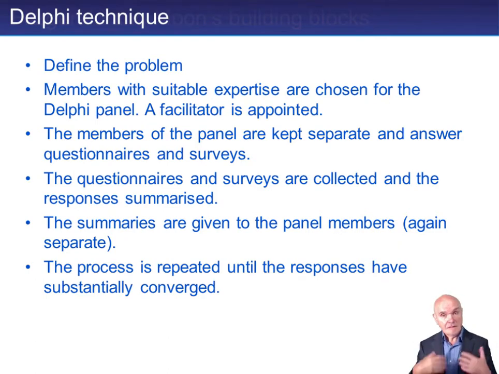And then the summaries are taken in again, it's summarized again, they go back again. And the hope is that by a number of iterations consensus is reached, that people's views have converged, they've listened to what other people have said, and they've responded to those arguments. And hopefully, for these very difficult, almost qualitative judgments, we get a consensus opinion which might then be useful for strategic planning.